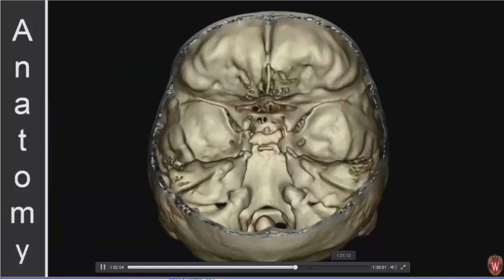Now let's look at this 3D reconstruction, and we can see all of those same structures on this slightly obliqued 3D volume rendered image. So we've got our internal auditory canal superiorly, we've got our jugular foramen just below that, and just below that we've got our hypoglossal canal.